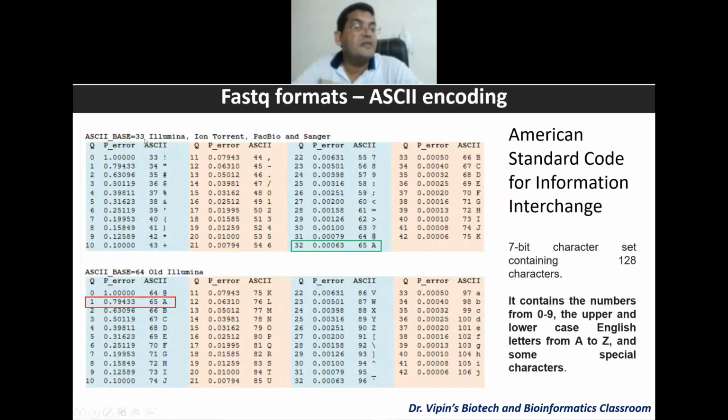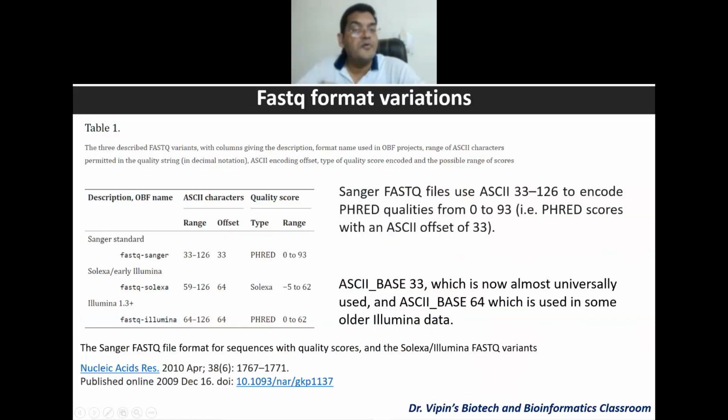But just to give you an idea of what we are talking about, here is base 33. If you see here, a p error of 1.0, which means a quality score of 0 in Phred, is basically represented by the 33rd ASCII character, which is the exclamation mark. So it starts at 33. The offset is 33, and it continues. Here it is given until 75, but as I've shown you, it goes a little further. If you go back here, it continues from 33 to 126.